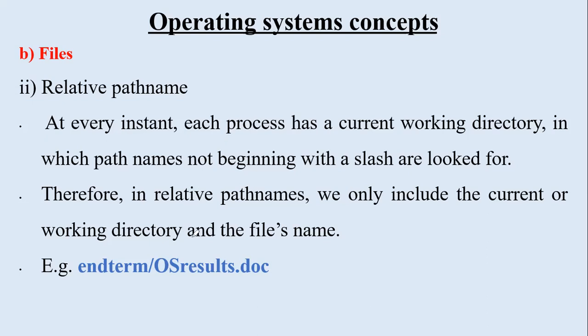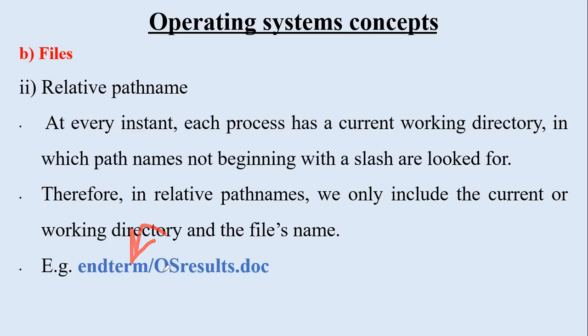So in the absolute path name that we have looked at, we found that for you to be able to refer to this file that we are calling results, we had to pass from C colon all the way to end term, the subfolder or subdirectory in which OS results were located. But when we are using a relative path name, we just refer to the working directory. That is the directory or folder which contains our file.